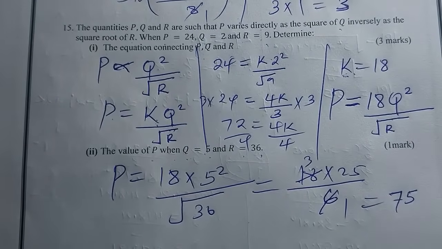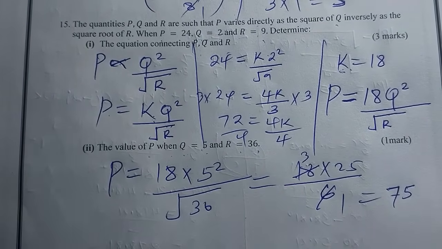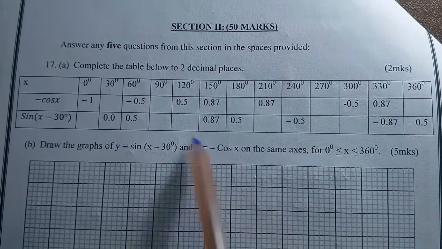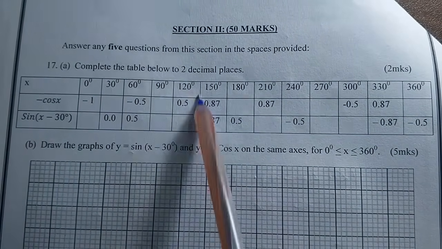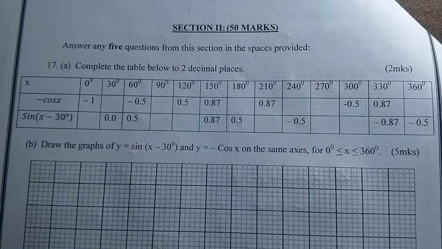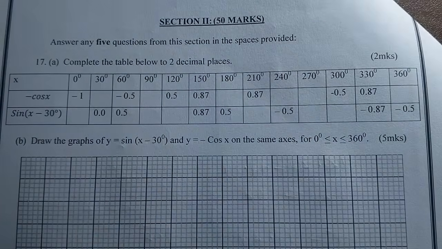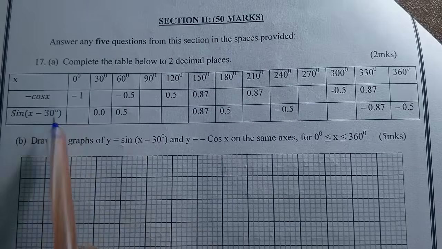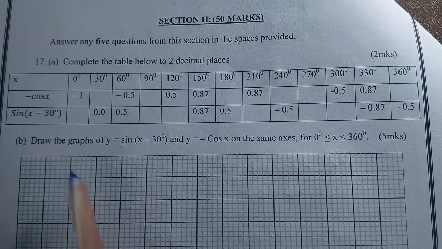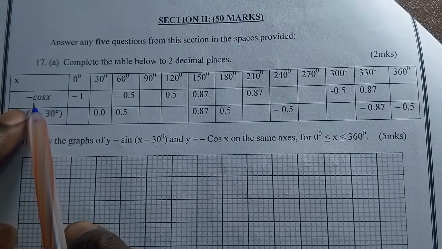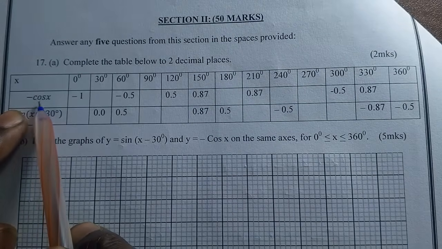That is 75. This year we are expecting this question. This question must be there. So you need to prepare very well in this question. When you are given this one, it is a very simple 10 marks, very free. Like we have been given negative cos x.